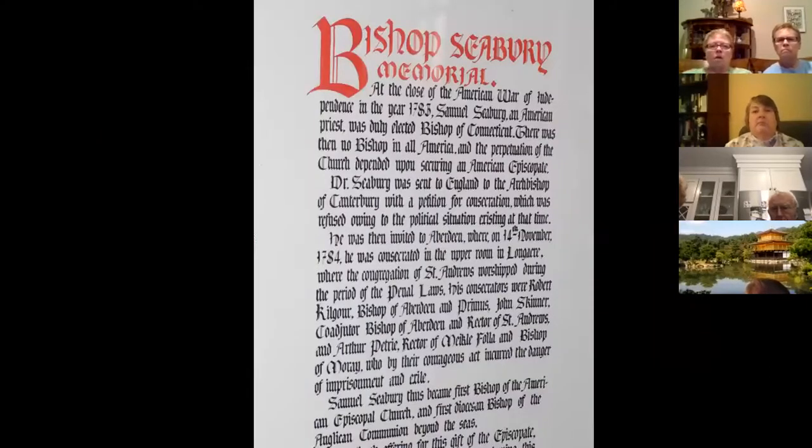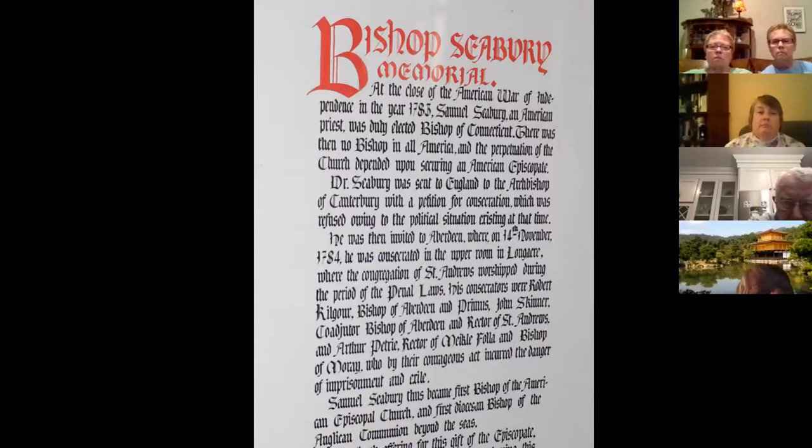On the back wall of the church is a calligraphy scroll in memory of Seabury himself, and it reads, "At the close of the American War of Independence in the year 1783, Samuel Seabury, an American priest, was duly elected Bishop of Connecticut. There was no bishop in all of America, and the perpetuation of the church depended upon securing an American episcopate. Dr. Seabury was sent to England to the Archbishop of Canterbury with a petition for consecration, which was refused owing to the political situation existing at that time.